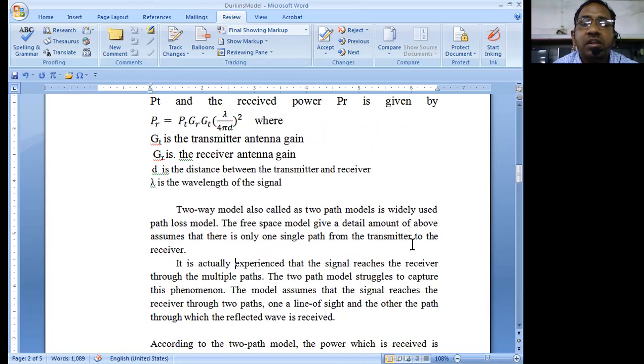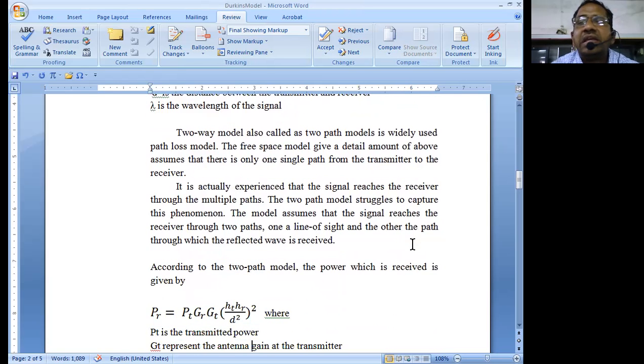The free space model, given above, assumes that there is only one single path from the transmitter to the receiver. So it is a more ideal case. The free space case is the single path case, which is a more ideal case. Practically, the signal reaches the receiver through multiple paths.